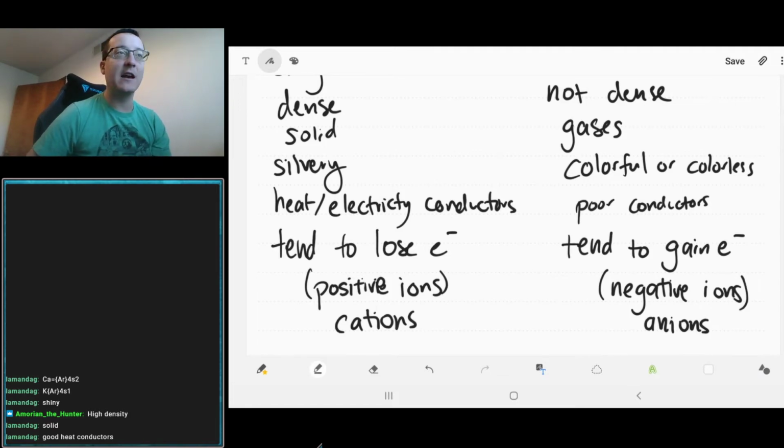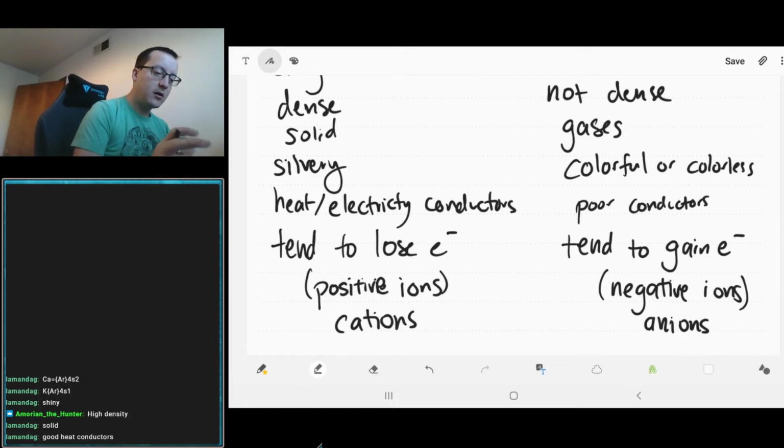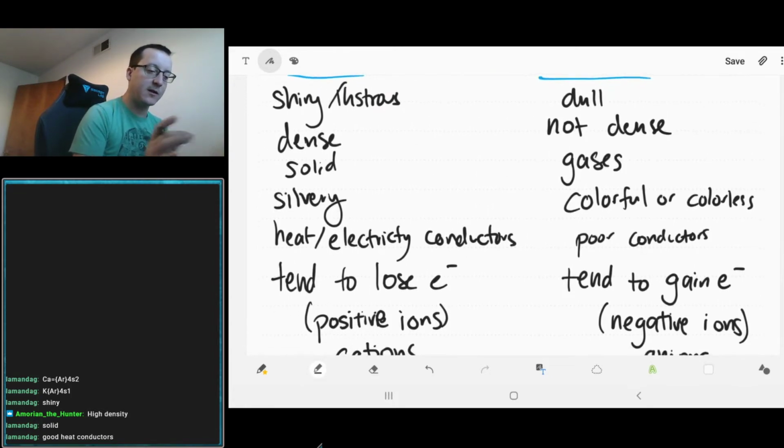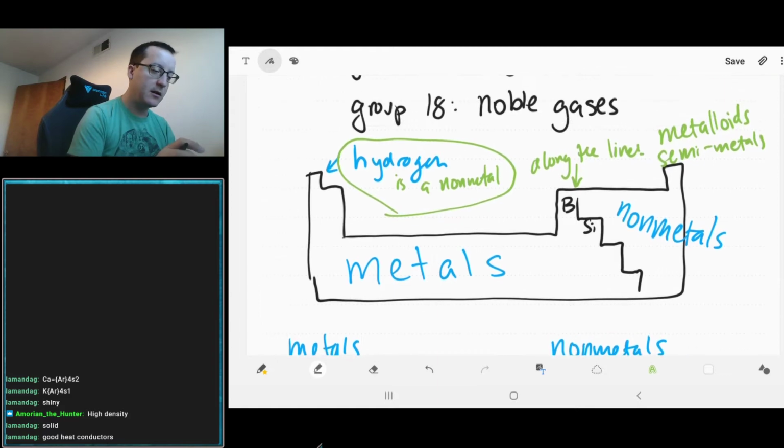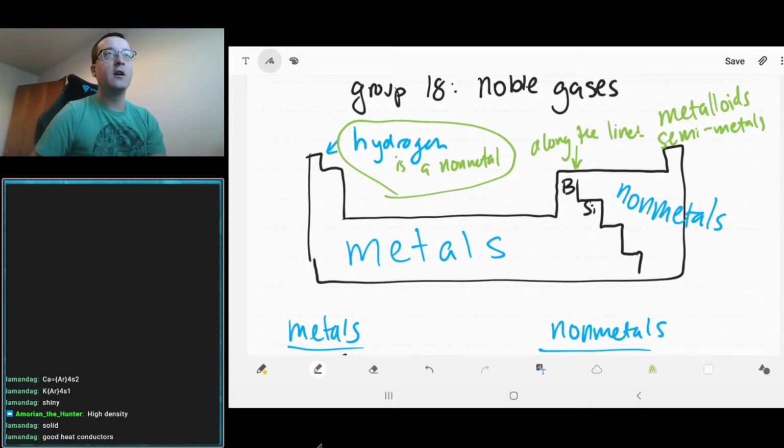Okay, and we're going to see that starting tomorrow when we talk about naming and ions. We might get to that today, but we'll see. Cool. Any questions on this stuff so far?